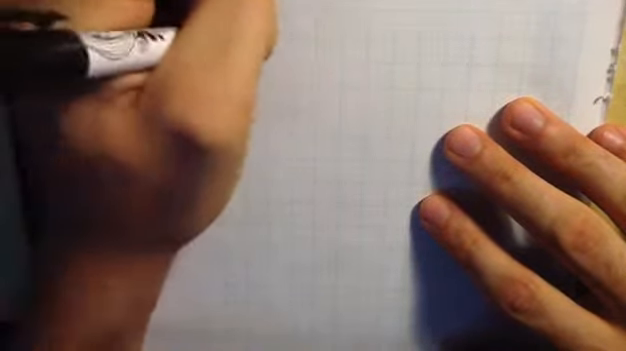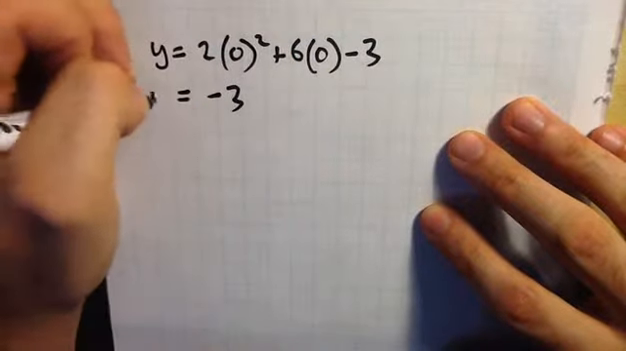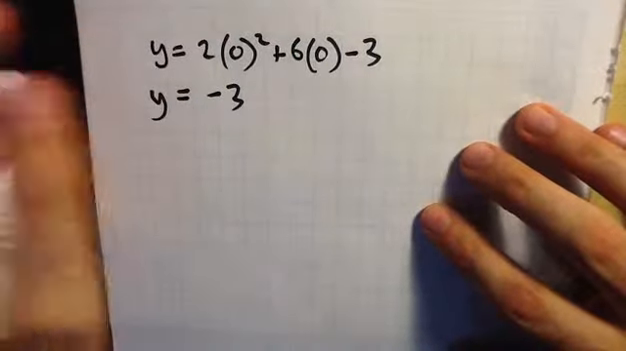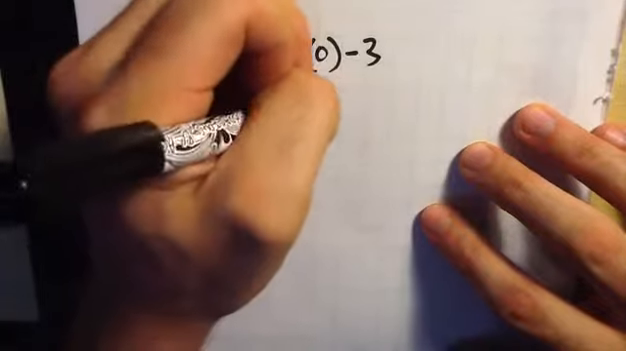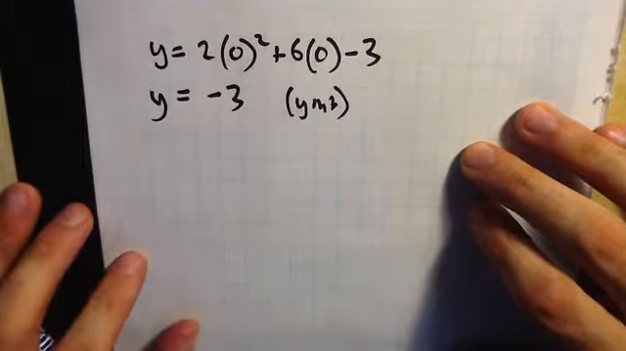So it's going to be y equals 2 times 0 squared plus 6 times 0, take 3. You can see that's going to give me negative 3. So the y-intercept is y equals negative 3. I'll put that's the y-intercept. Alright, so I've got the y-intercept, I've got the coordinates of the vertex.